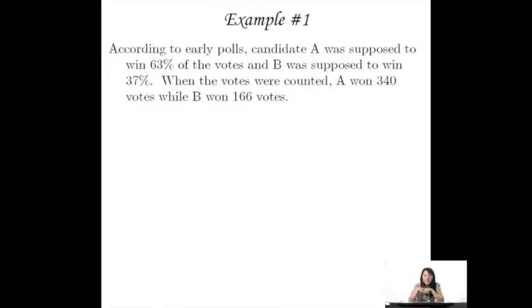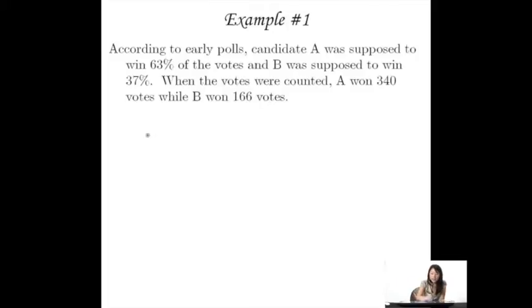So now let's move on to some examples. The first example is the problem that we've already looked at so far. According to early polls, candidate A was supposed to win 63% of the votes, and B was supposed to win 37%. When the votes were counted, A won 340 votes, while B won 166 votes.